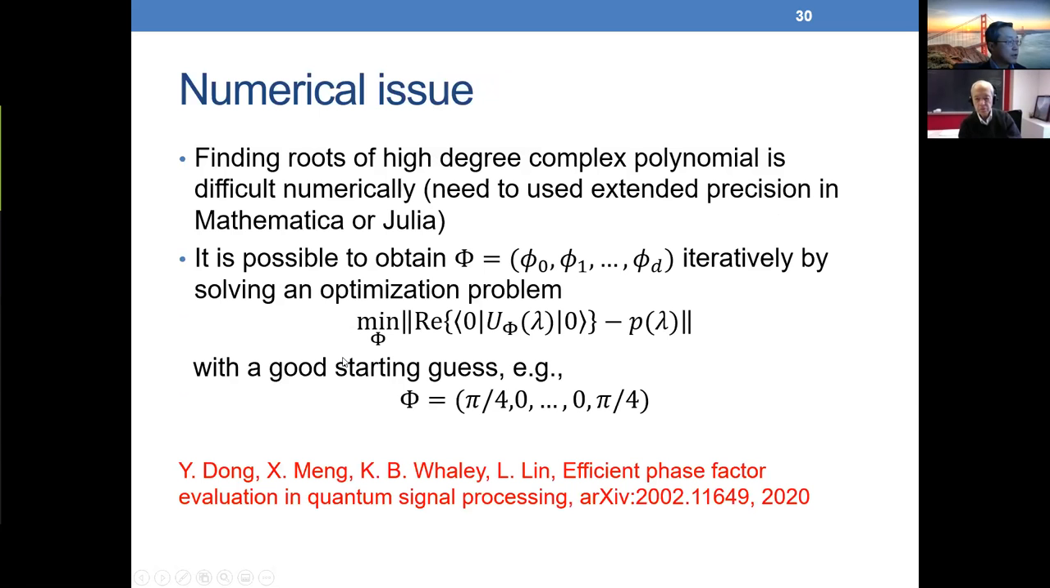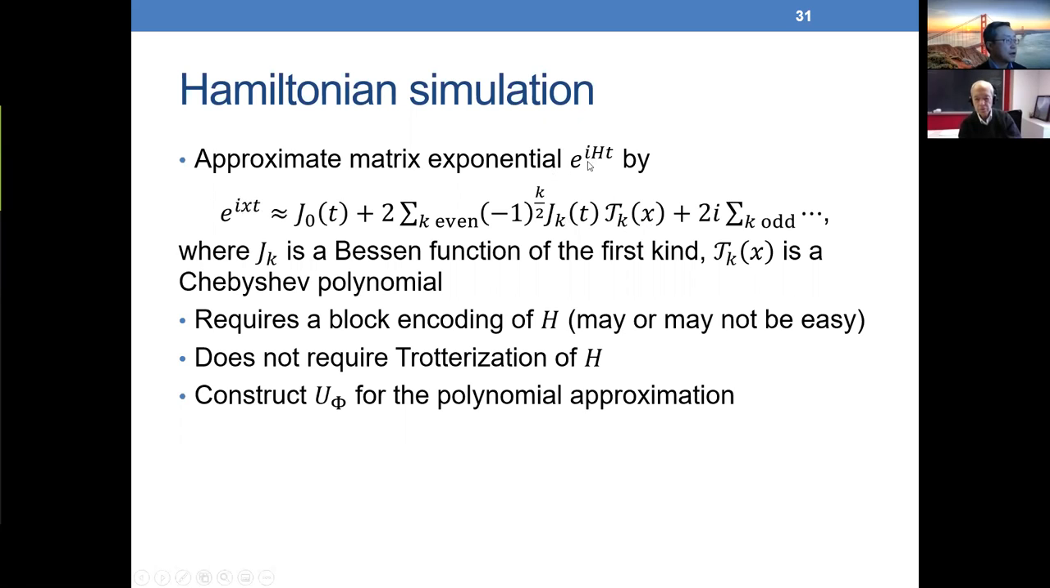So block encoding, assuming you can block encode H somehow, which obviously, I don't know if it's obvious. For simple Hamiltonians, like spin models, you can write H as a linear combination of tensor products of Pauli matrices with identities. And since Paulis are unitary, H is basically a linear combination of unitaries. And so you can effectively block encode H.